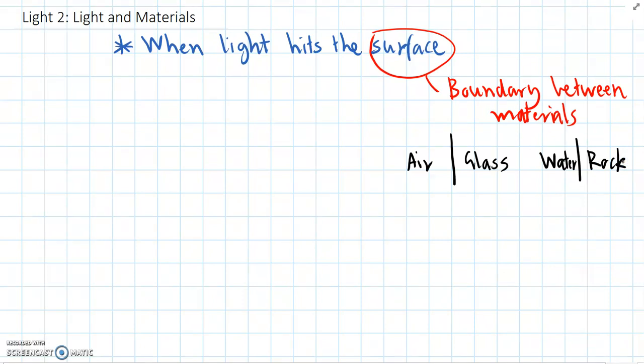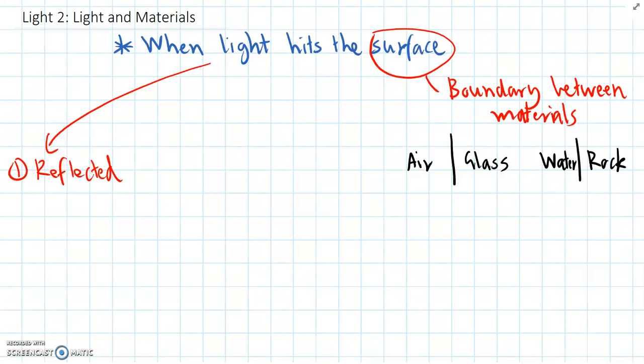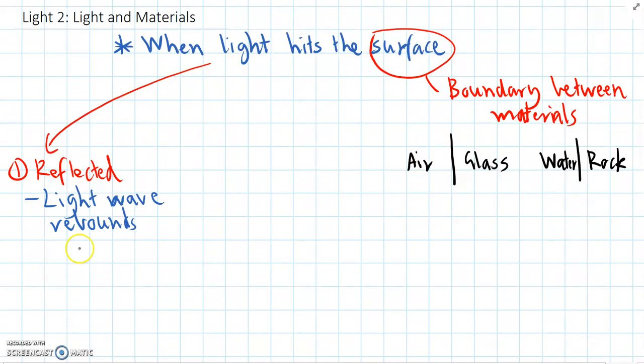So when light hits a surface, there are three different things that it can do. The first thing that it can do is it can be reflected. And you might know what reflected means. It means that the light rebounds back from where it came from. The light wave rebounds off the surface. And when we look into a mirror, this is what happens to the light wave.